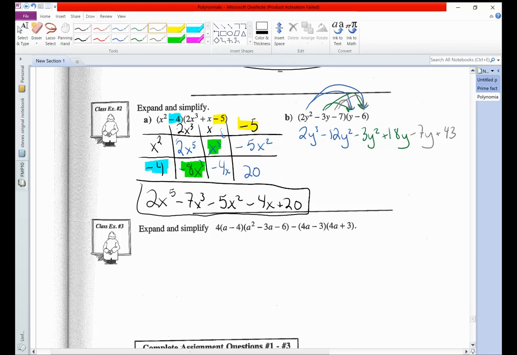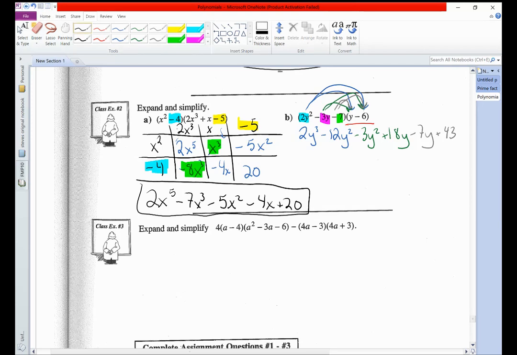So the reason I did it that way, where I started with the first term and multiplied it by everything in the second brackets, and then went to the second term and multiplied it by everything in the brackets, and then the third term and multiplied it by everything in the brackets, the y minus 6, is so that I made sure that every term in the first set of brackets multiplied by every term in the second set of brackets. Now what you can do is combine your like terms.